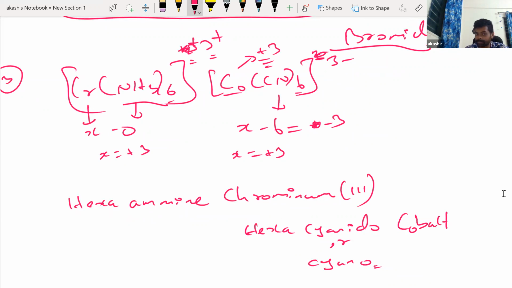Can I end with cobalt? No, right? Because it is going to be a negative charge. We have to end with 18, cobaltate, and write the oxidation number +3. This entire thing is the name of this particular compound. So I will give you now more examples and you will be solving it now quickly, right?